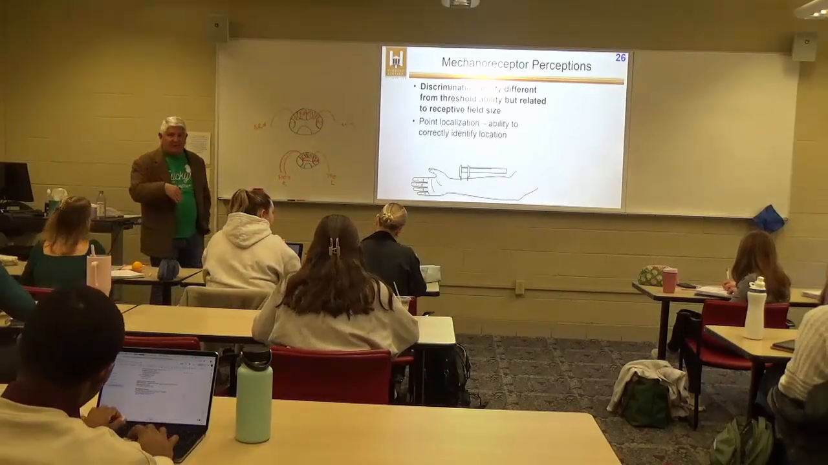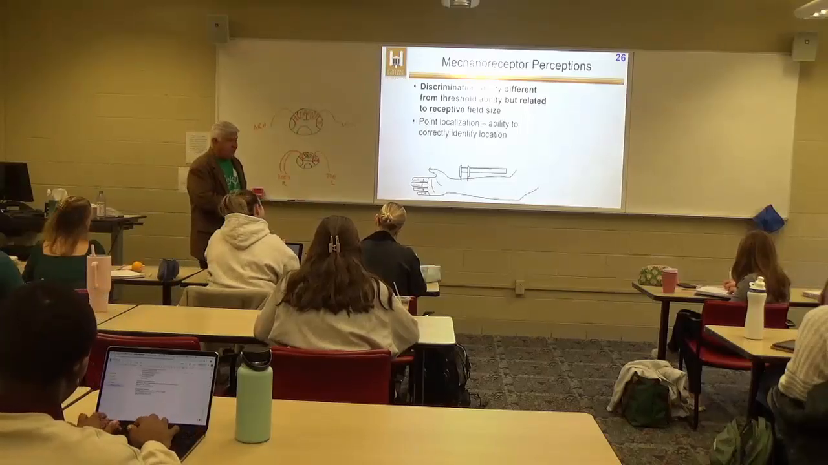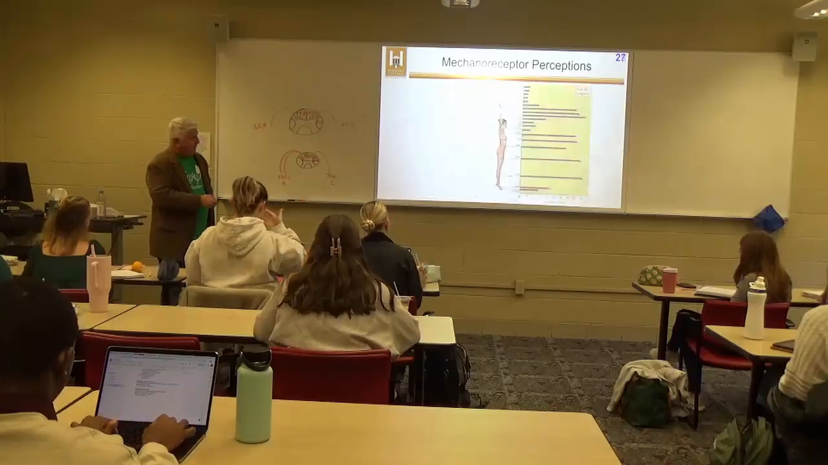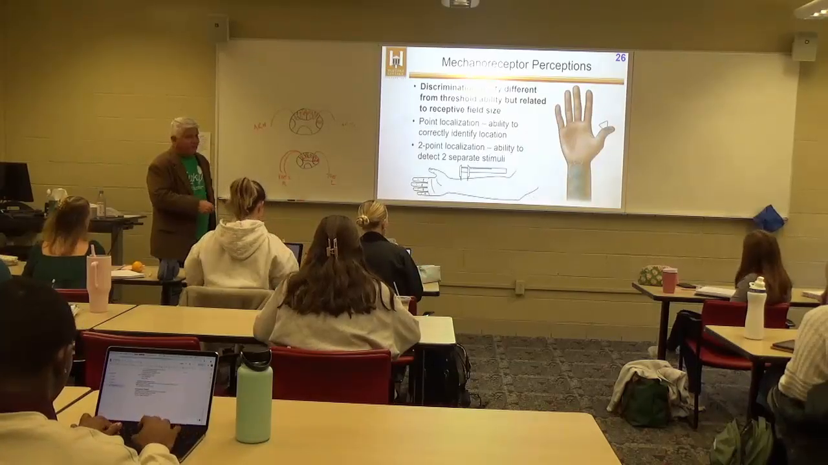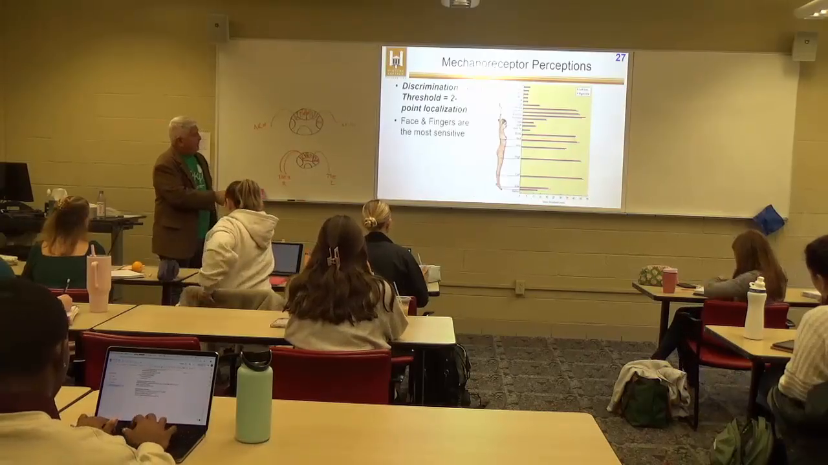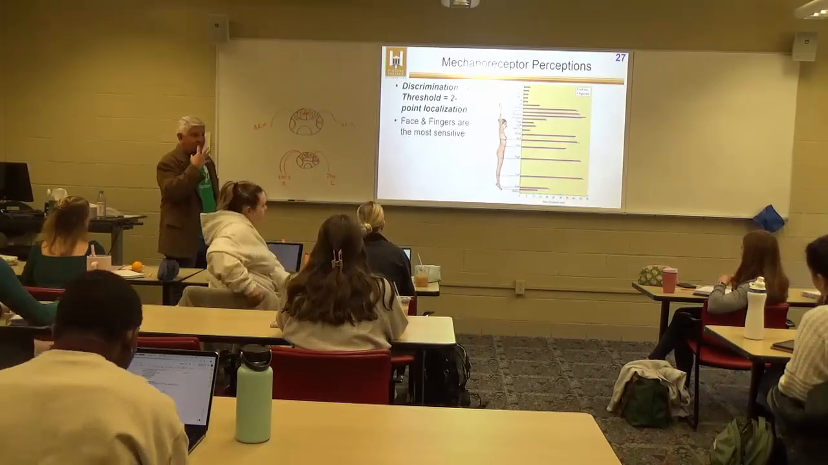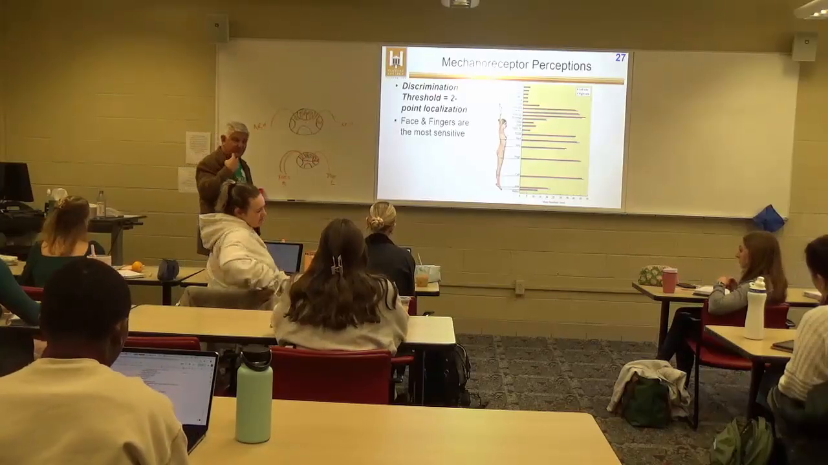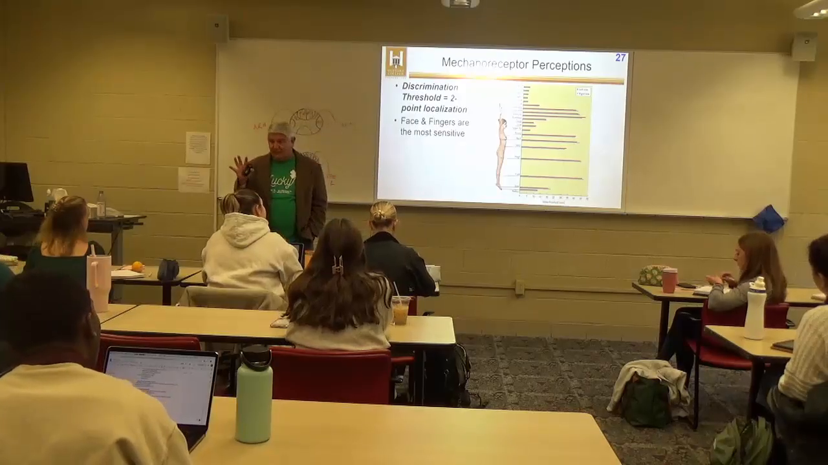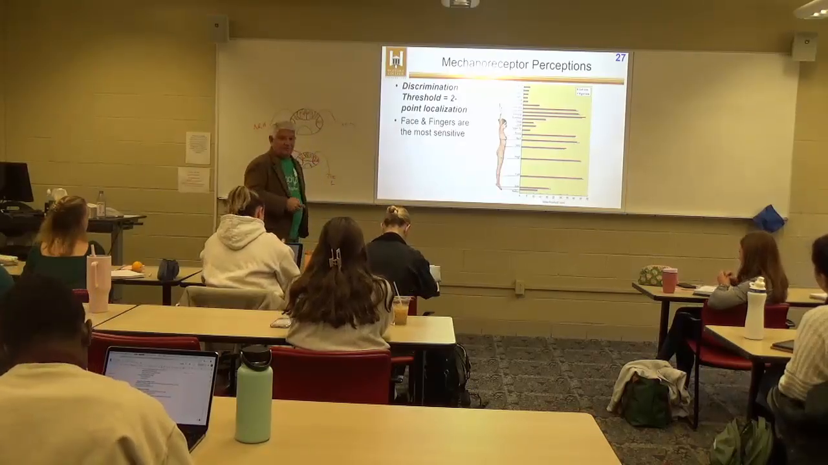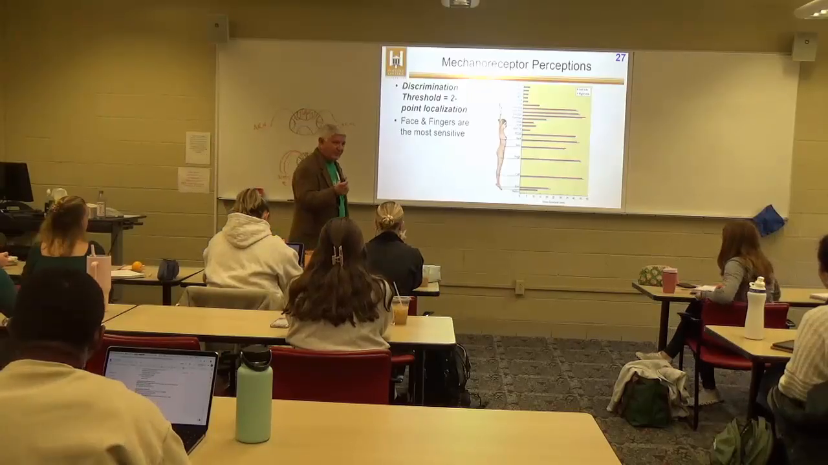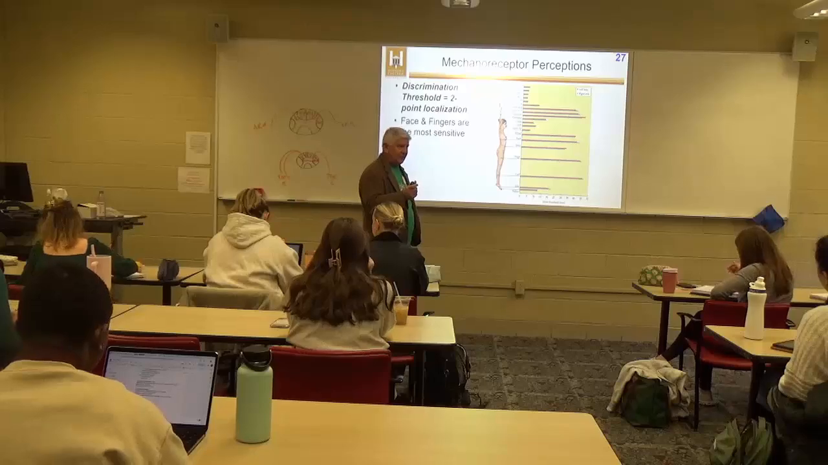Discrimination ability that I just talked about, the ability to tell if 1 or 2 points are touching our skin, is different than the absolute threshold. And so when we look here at 2-point discrimination, the face is still the most sensitive, but now the hands, because of the high density of receptors, have very low thresholds. So we want to make sure that you understand the difference between absolute threshold and discrimination threshold.